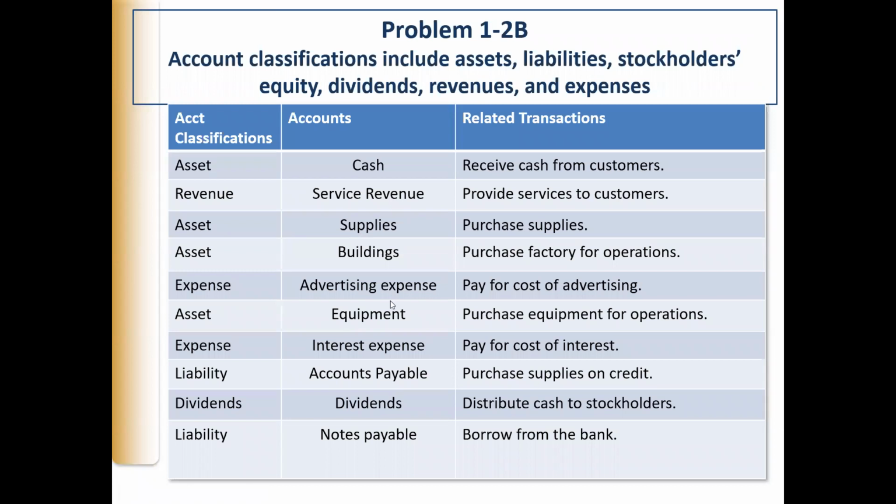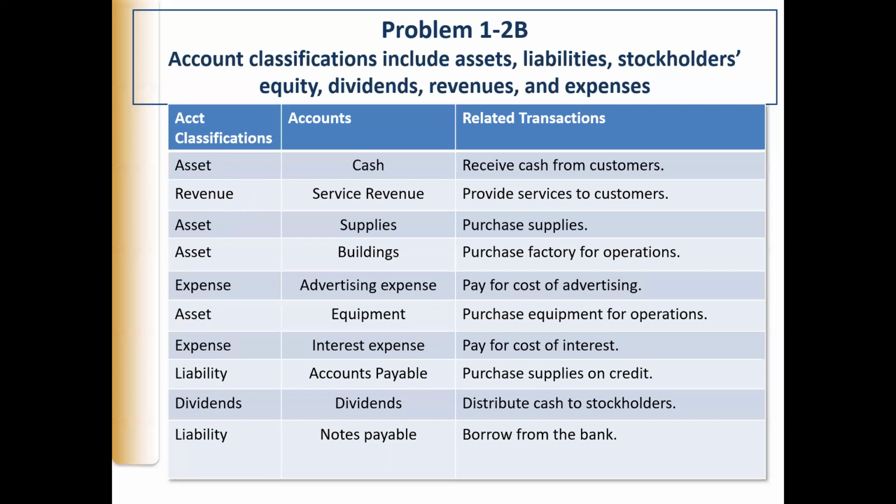Another problem we're going to do, I just accidentally did a problem, but that's okay. So we've got accounts, we've got related transactions, and we're going to figure out what the account classification is. Since I already gave it to you, let's just go through it. So an account would be cash, and it's cash received from customers. How would we classify that? Guys, that would be an asset. Assets are resources. If the account is service revenue, which provides services to customers, then the classification would be revenue.